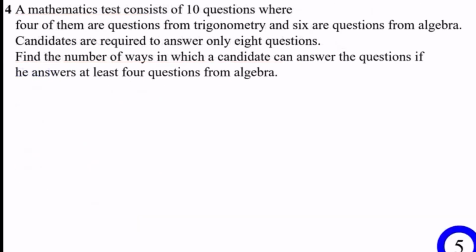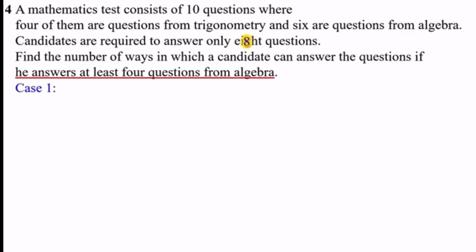Question number 4, a mathematics test consists of 10 questions where 4 of them are questions from trigonometry and 6 are questions from algebra. Candidates are required to answer only 8 questions. Find the number of ways in which a candidate can answer the questions if they answer at least 4 questions from algebra.